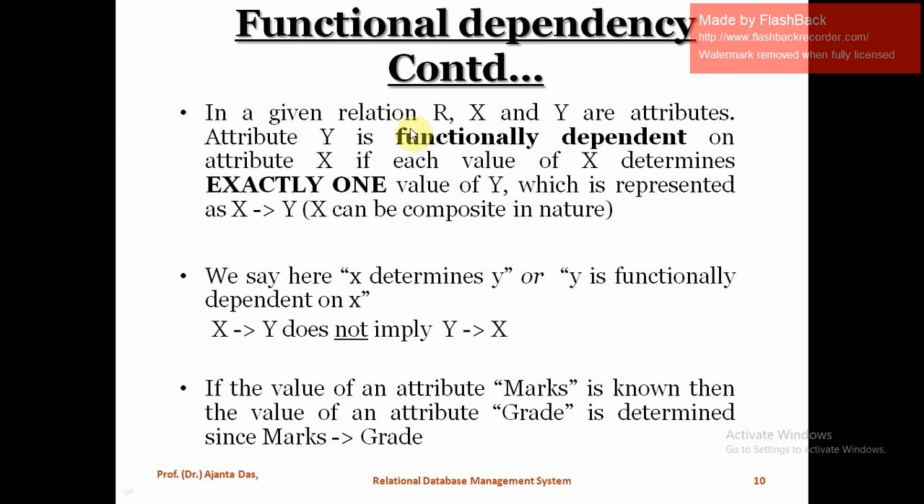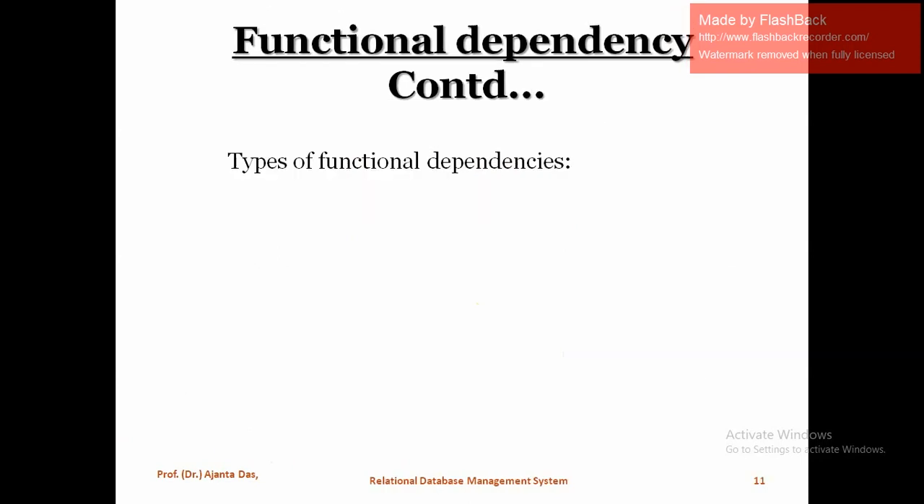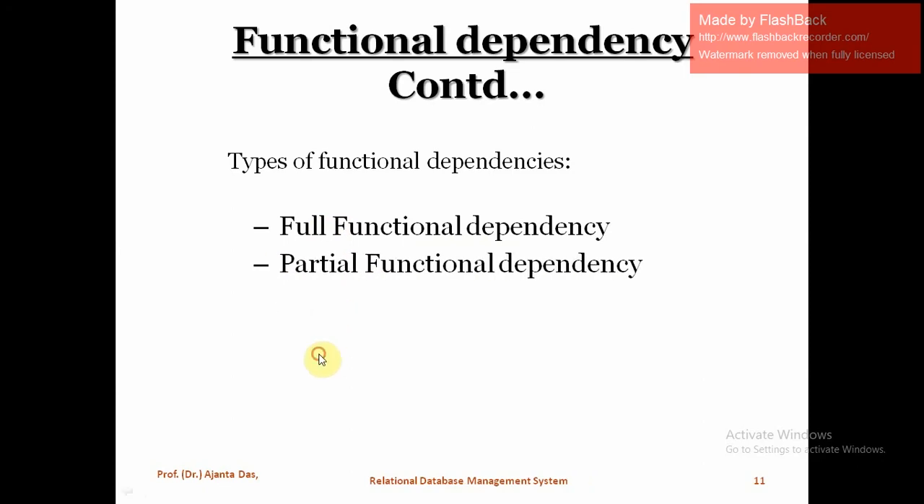Okay. So in a relation R, X and Y are attributes, and Y is functionally dependent on attribute X if each value of X determines exactly one value of Y. But the reverse is not true. Sometimes we also find that grade is measured through the marks, but that is also a functional dependency, of a different type. Now what are the different types of functional dependency? We need to handle three different types: the first one is full functional dependency, the second is partial, and the third is transitive.